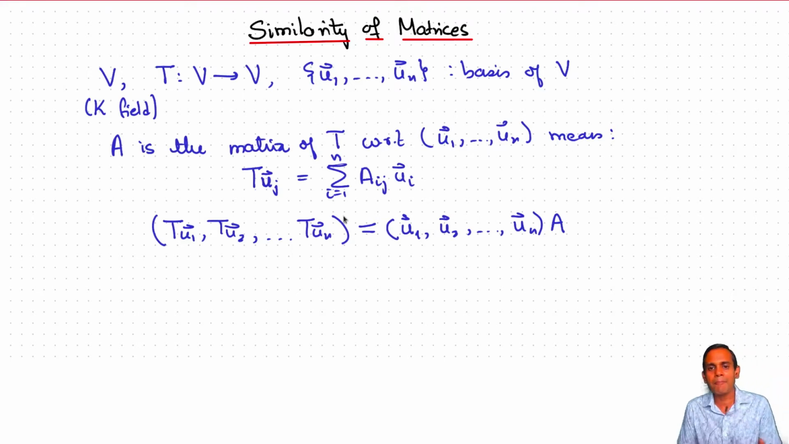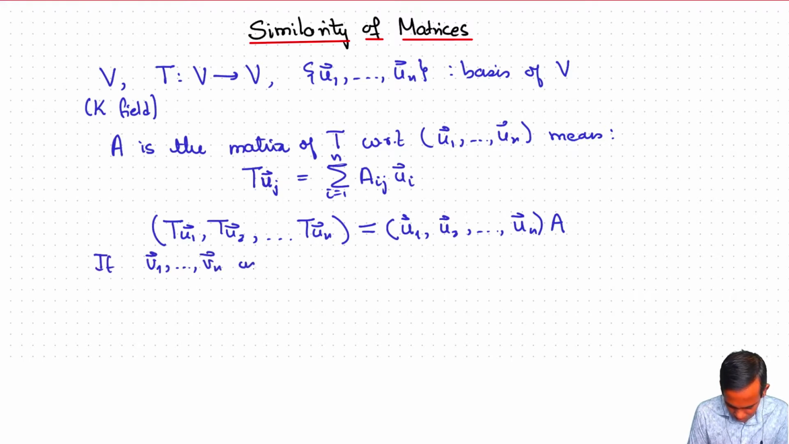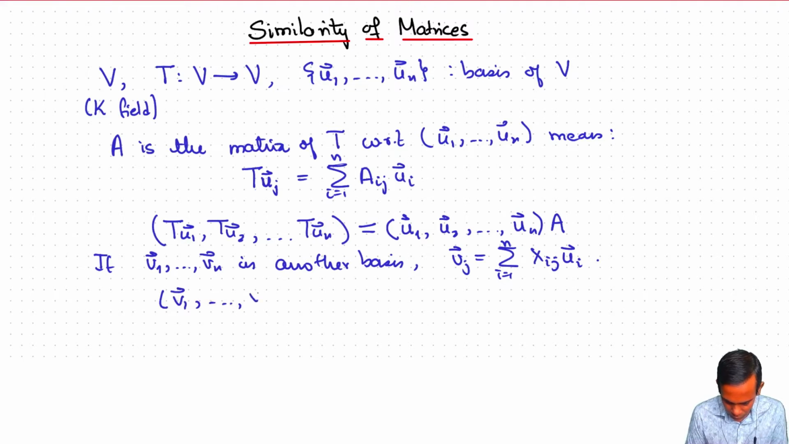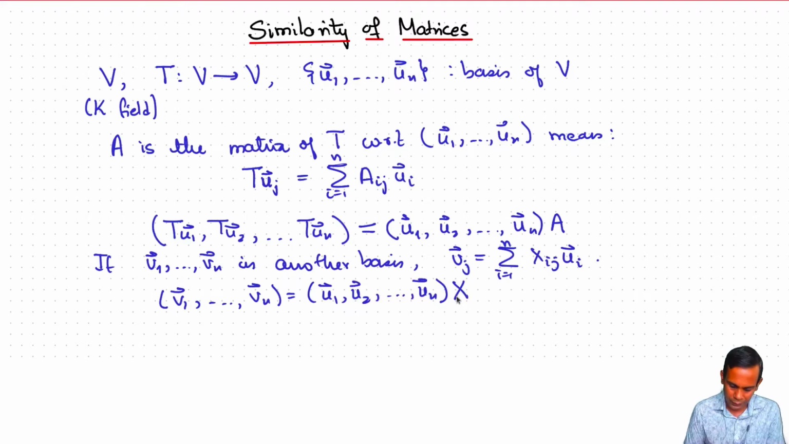Okay, now let's see what happens to A under a change of basis. So suppose we have another basis. Then we can try to expand these new basis elements in terms of the old basis. So let's say vj is equal to the sum, i goes from 1 to n, of xij ui. So this equation we can write in vector notation as v1, v2, vn is equal to u1, u2, un times X. So this is the same as saying that vj is the summation xij ui.